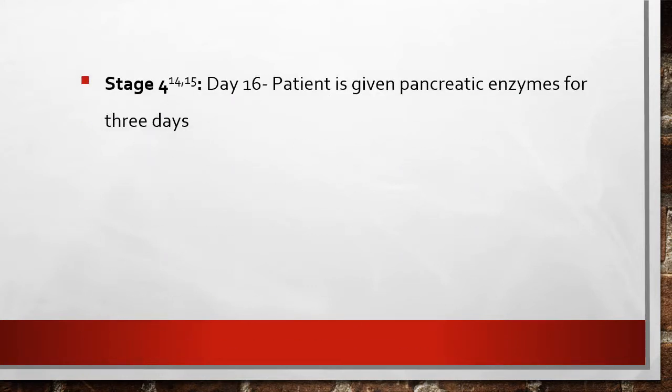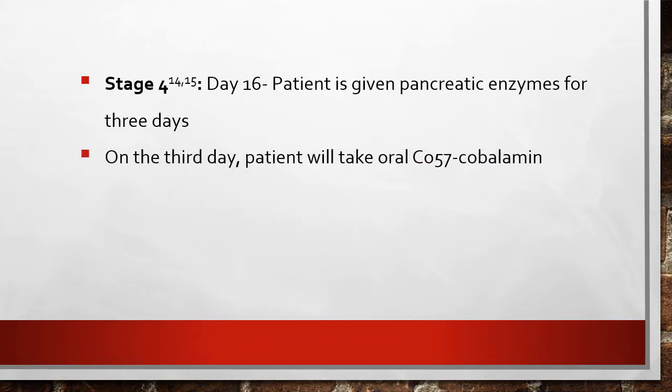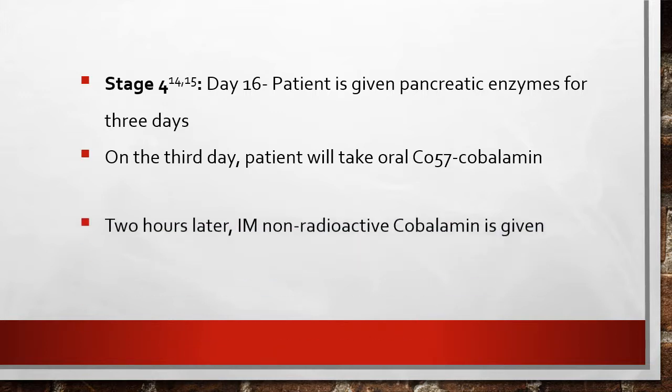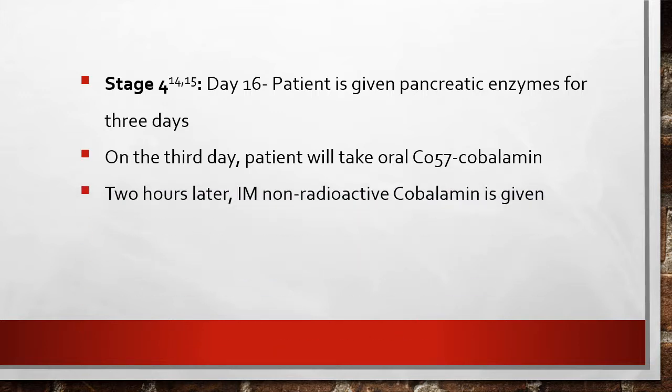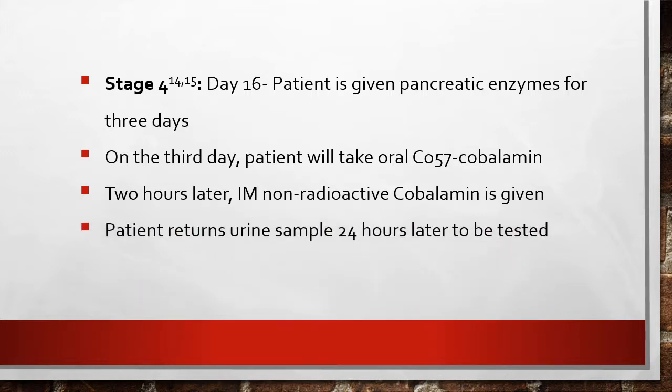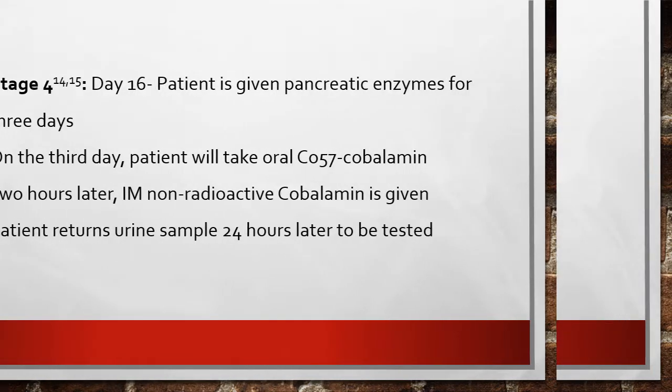The patient will be given pancreatic enzymes for 3 days. On the 3rd day, the course will be followed by the intake of the radioactive oral cobalamin. 2 hours later, non-radioactive cobalamin is administered intramuscularly. Patient comes back 24 hours later with the urine sample to be tested. This stage confirms whether pancreas dysfunction or pancreatitis is responsible for the lack of cobalamin.